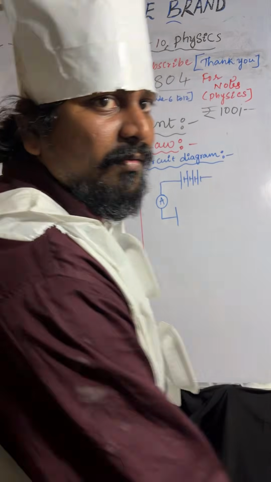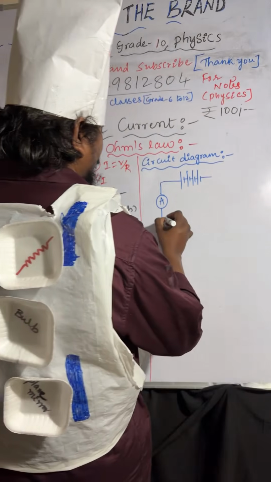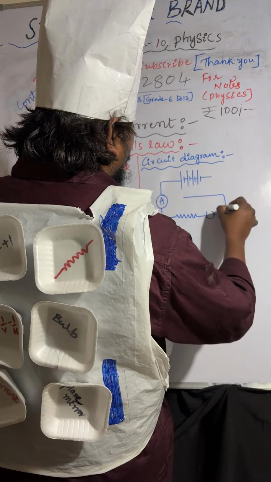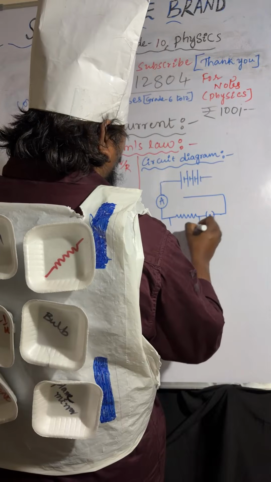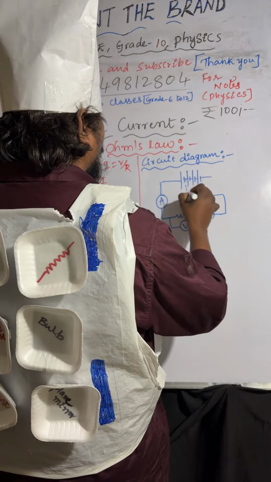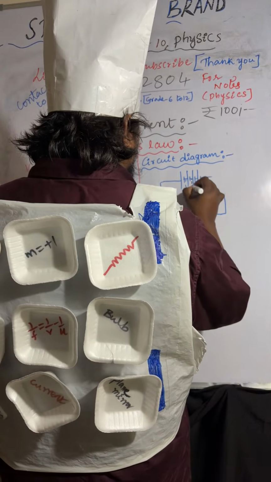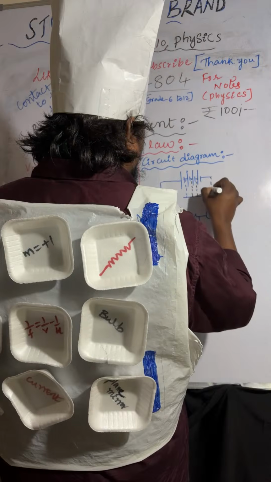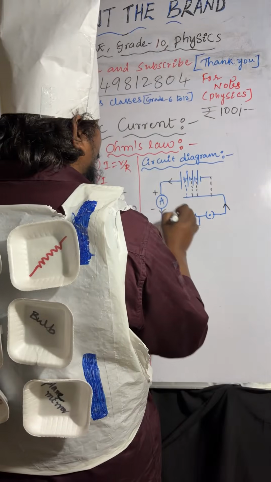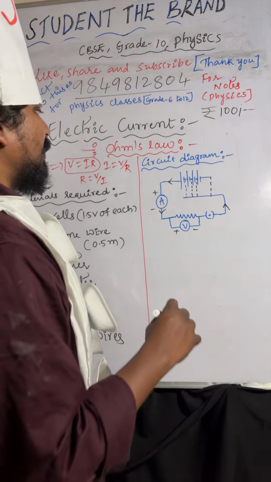Resistor, now the resistor we have to connect. Resistor, switch, so voltmeter. Here you can see the voltmeter across it. So current is passing like this: positive terminal, negative terminal, positive terminal, negative terminal. Okay, so here you can observe.